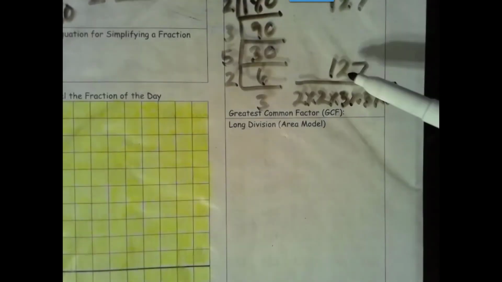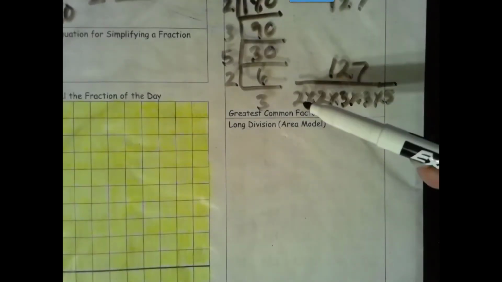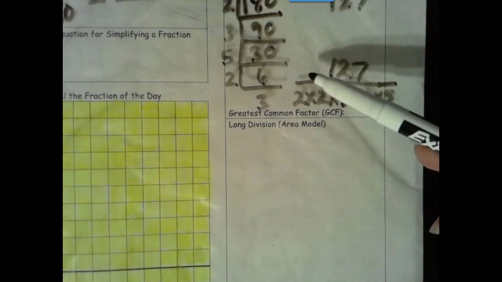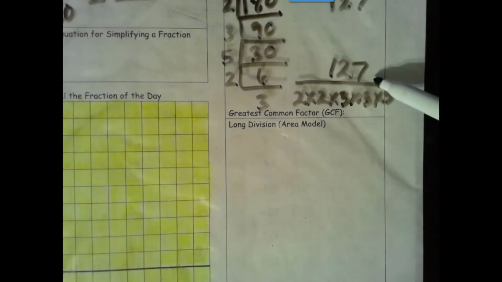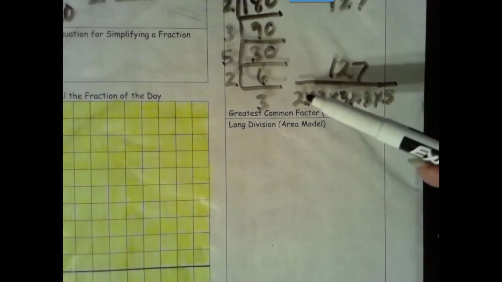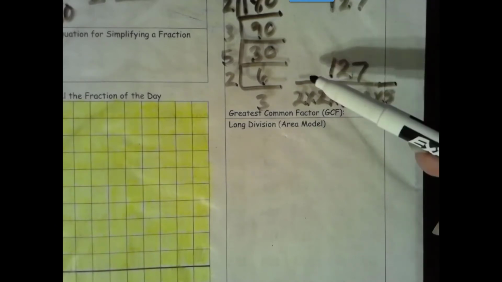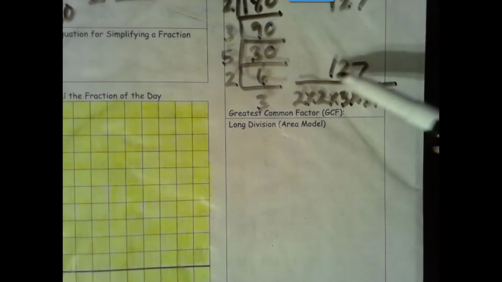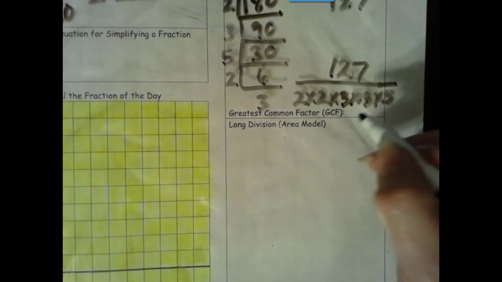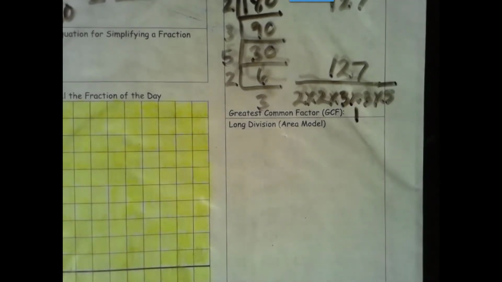Now I have the digit 2, but that is not the same as the factor 2. I don't have anything multiplied by a 2. Plus that actually represents 2 tens, or 20. So there's no 127 down here. There's no factor of 2, 3, or 5. So there's nothing to circle. That means our greatest common factor is 1.